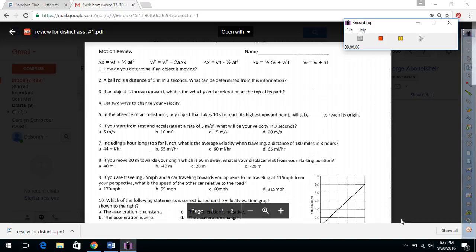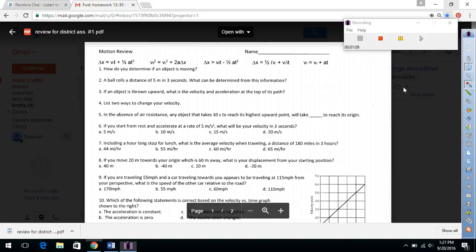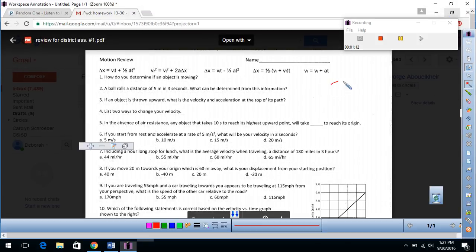Two ways to change your velocity. You can speed up or slow down while moving in the same direction, or changing directions would be the second way. You can keep your speed constant, but your velocity will change if your direction changes. An example of that would be things that move in a circle. So if I go in a circle and I go at 5 meters per second the entire time, my speed never changes, but my direction always changes.